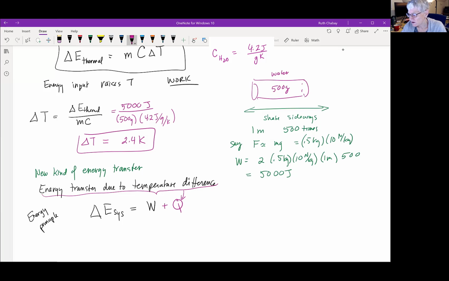Now Q is energy flow from surroundings to the system. So it can be positive or negative, because if you put two things together and the surroundings are hotter than the system, energy is going to flow into your system and Q is going to be positive. But if the surroundings are colder than your system, energy is going to flow from the system to the surroundings and Q is negative. So that just gives you the direction of energy flow.